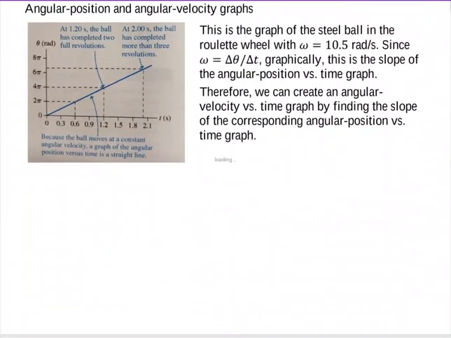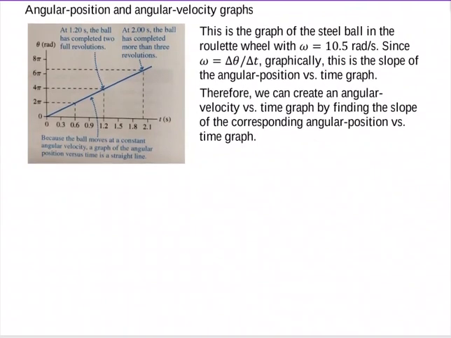Now, angular position and angular velocity graphs. If we have the graph here, the graph of the steel ball and the roulette wheel that we just did, with omega equals 10.5 radians per second, we have time in seconds on the horizontal and theta that the ball is turning through on the vertical. Because this graph is linear, the angular velocity is constant, okay?